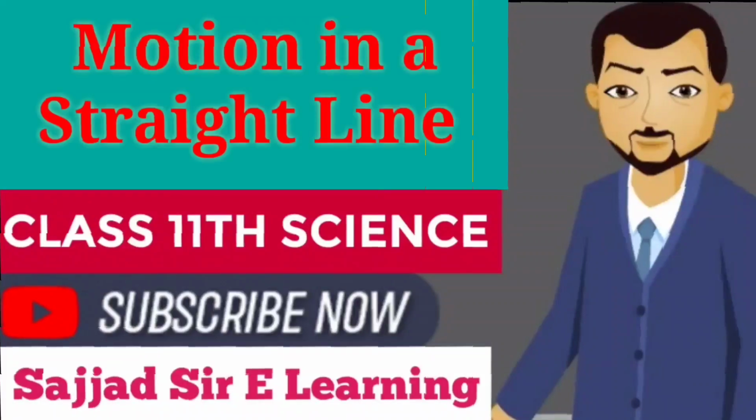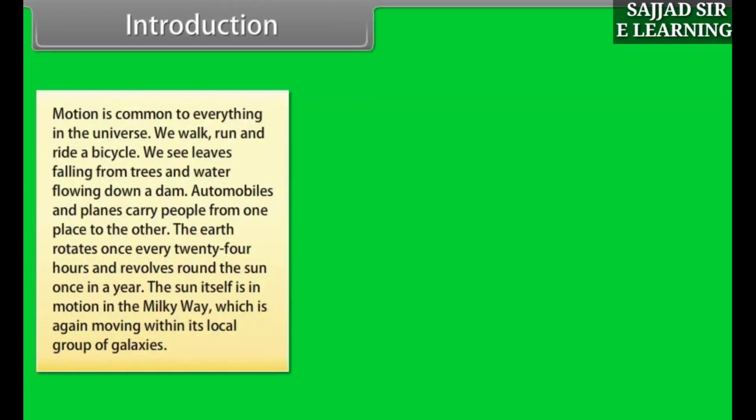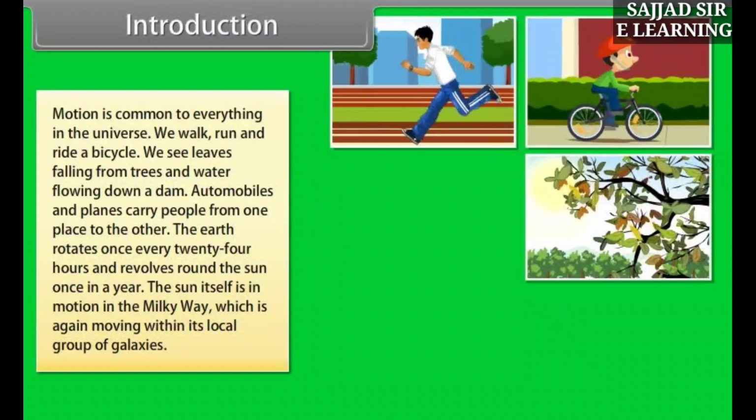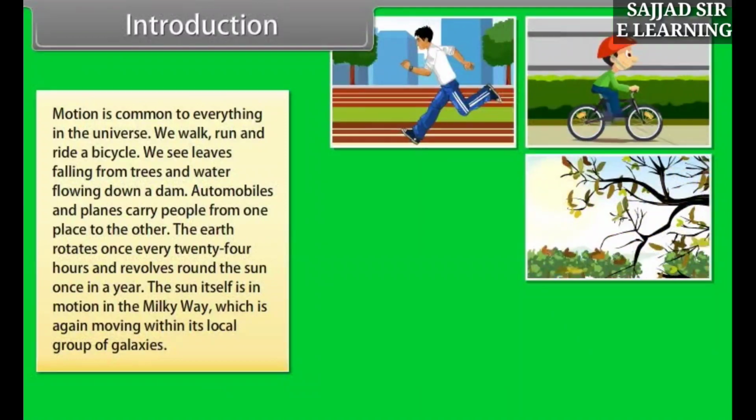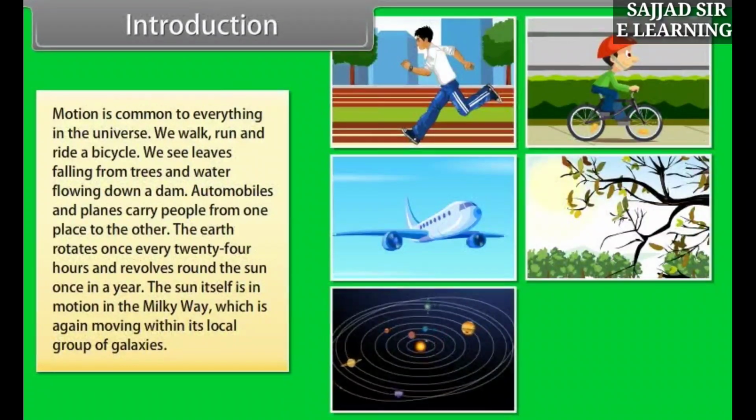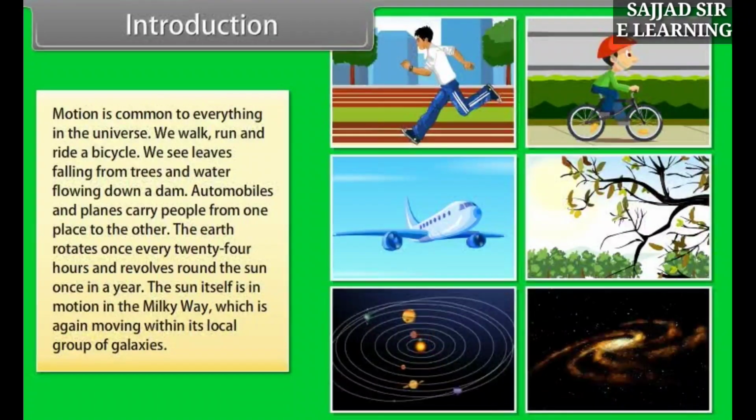Motion in a straight line. Introduction. Motion is common to everything in the universe. We walk, run, and ride a bicycle. We see leaves falling from trees and water flowing down a dam. Automobiles and planes carry people from one place to the other. The earth rotates once every 24 hours and revolves around the sun once a year. The sun itself is in motion in the Milky Way, which is again moving within its local group of galaxies.